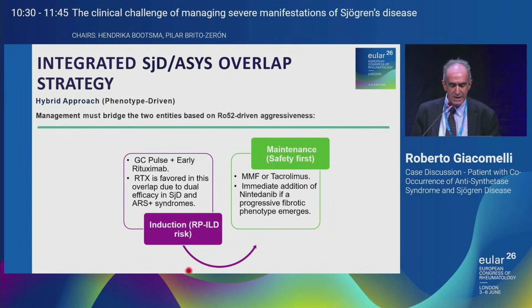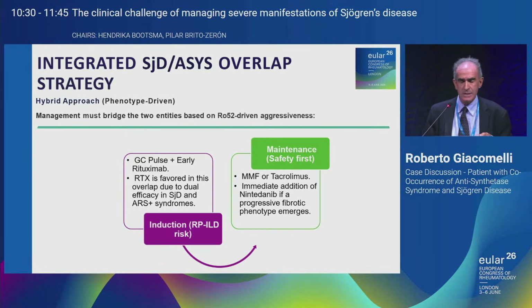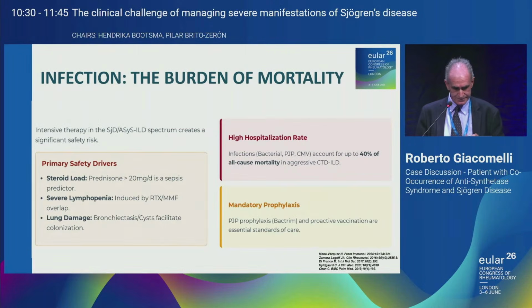And after this induction treatment, we move to the maintenance treatment, considering as an issue the safety of the patients, and so continue the treatment with classic oral immunosuppressants and add immediately an antifibrotic treatment when we have the markers of a fibrotic progression of the lung involvement.